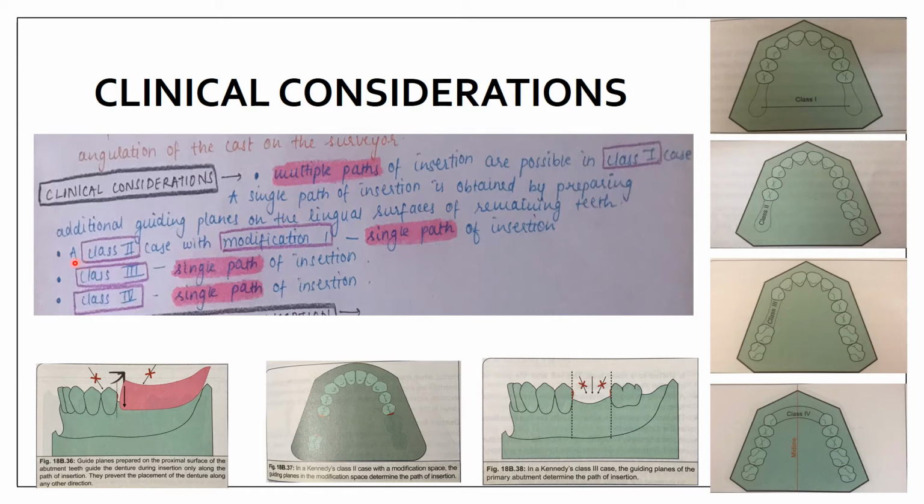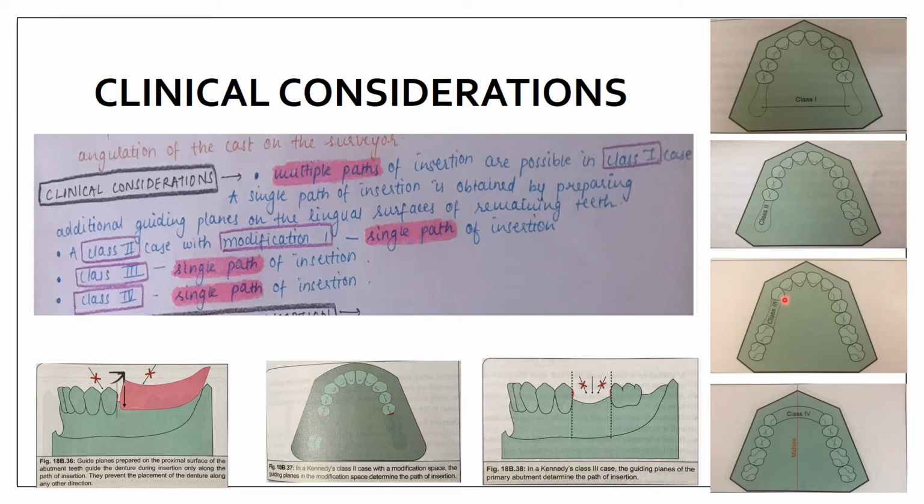And in a class 2 case with modification 1, class 2 is a unilateral edentulous space present posteriorly. But with modification 1, there is one more edentulous space present, and it has a single path of insertion. Class 3 and class 4 also have a single path of insertion.